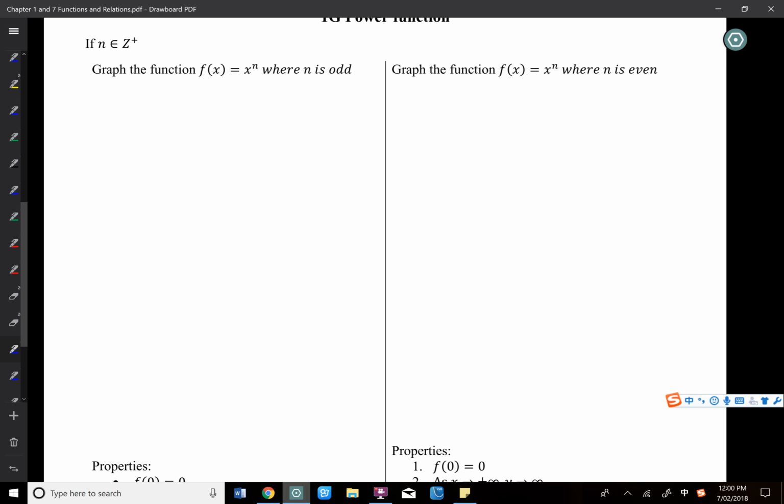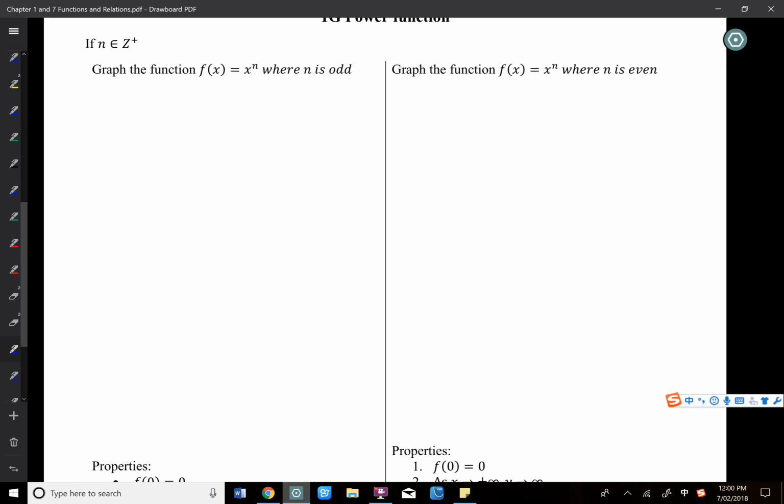What does x to the power of n look like if n is an odd number? I'll give you an example. What does x cubed look like? And what does x to the power of 5 look like? Compared to x to the power of 3, what's the difference? It's higher for the same x value, but that's not necessarily always true.